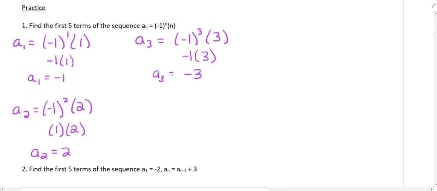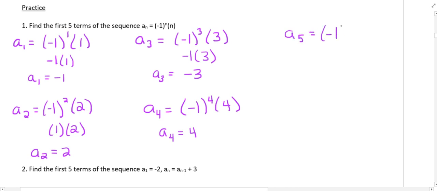So we start to see the pattern here. It looks like we're just changing signs. We can keep going, checking it. Negative 1 to the 4th times 4. It's going to be positive 1 times 4, so that's going to give us a positive 4. Next one should be negative 5. Let's see. Negative 1 to the 5th will give me a negative 1 times 5, negative 5.